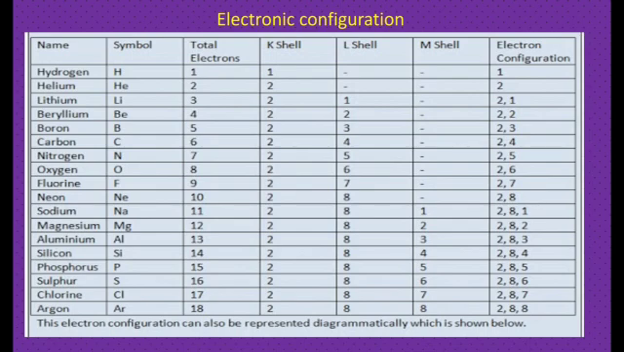Okay, then neon, see neon. The total number of electrons is 10. So first shell 2. Second shell, how much is left now? 8. So how will we write the electronic configuration? 2, 8. Go through this chart and you will get practice in how to write the electronic configuration.